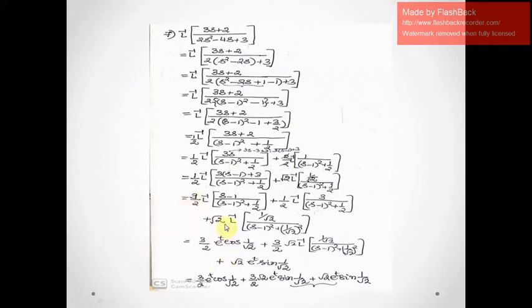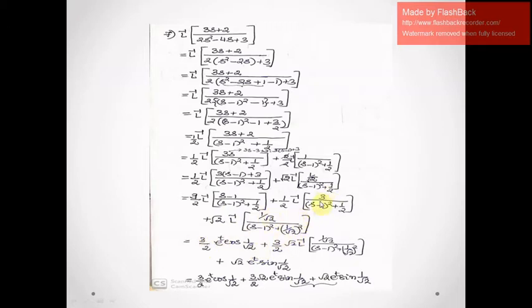3 by 2. This is of the form s by s square plus a square. A is not half, a square is half. A is 1 by root 2. So this is the cos at formula. A is 1 by root 2, so this should be cos, I guess this should be t by root 2. There is a shifting of minus 1, so I have e power t. So 3 by 2 e power t cos. This is not 1 by root 2, cos of 1 by root 2 into t, t is missing over here.